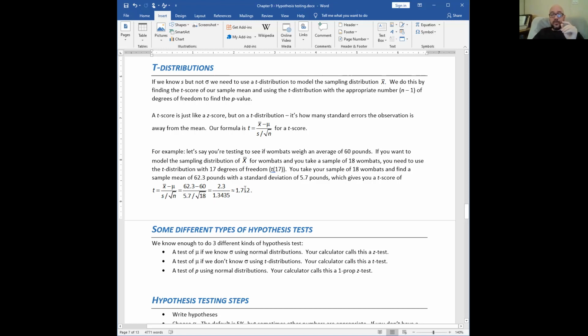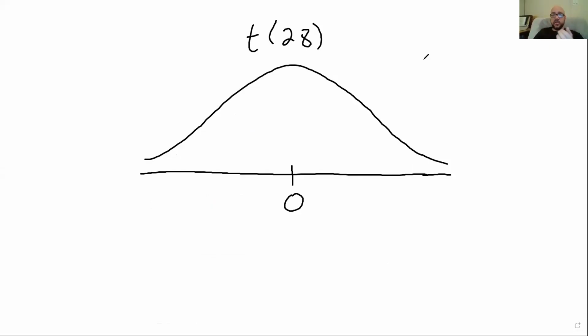Let me give you a quick example. I'll use this example for how we would calculate a p-value for this number. So a t-score of 1.712 means that, let's go here, what I would do is put that t-score on here. All t-distributions are centered at 0. 1.712 would be over here somewhere. I'm not concerned with it being to scale or anything.